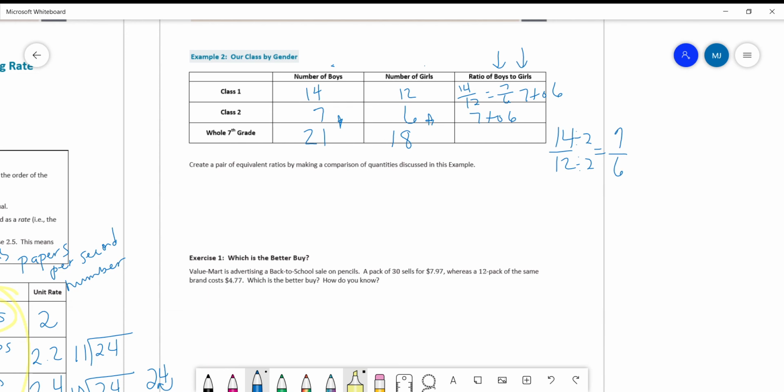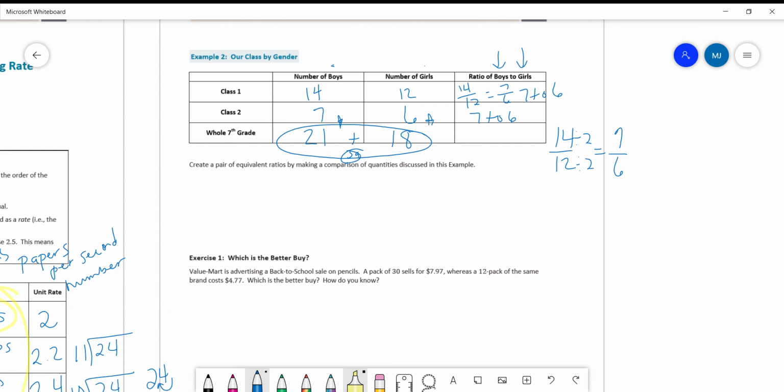We could also make a comparison to combine both the 21 and the 18 for total kids in the 7th grade, and 21 plus 18 would be 39 total kids. So we could do boys to total students. So there's a lot of ways we can look at this.